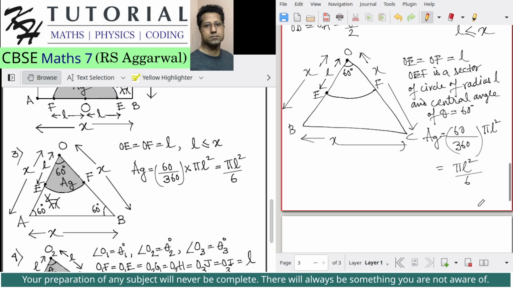So this will be the maximum area over which the animal can graze if the animal is tied at any vertex of a triangular plot which is an equilateral triangle. But one thing we must note is that the length of the rope L must be less than or equal to x.